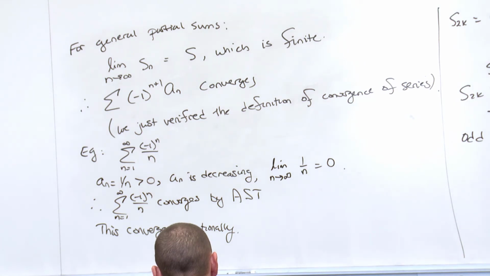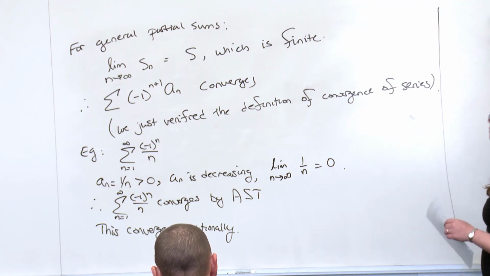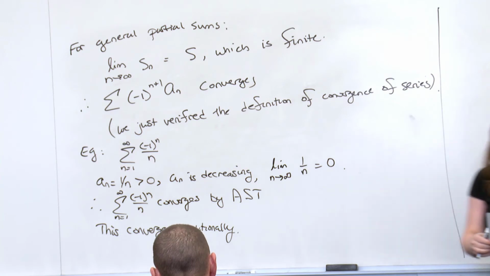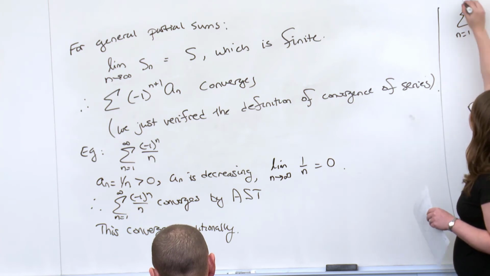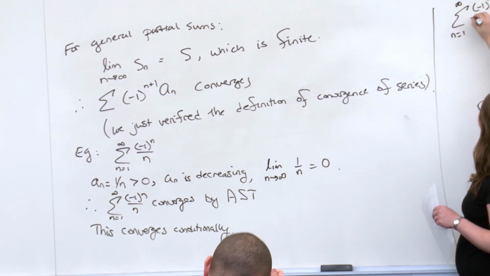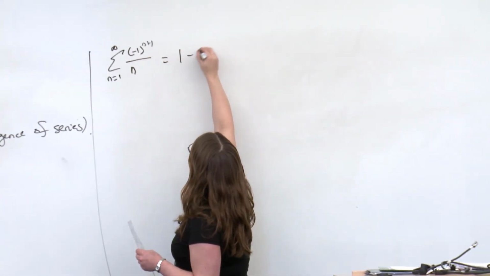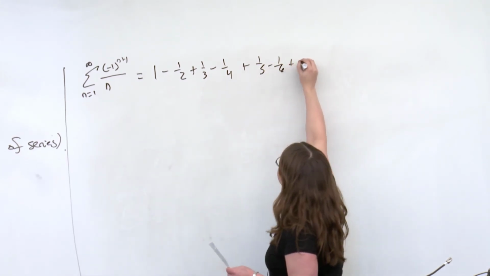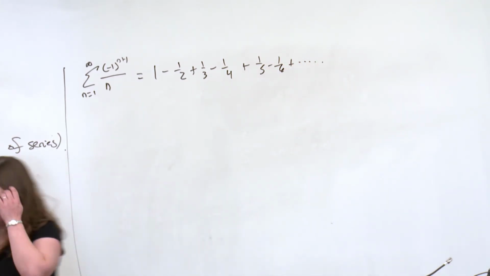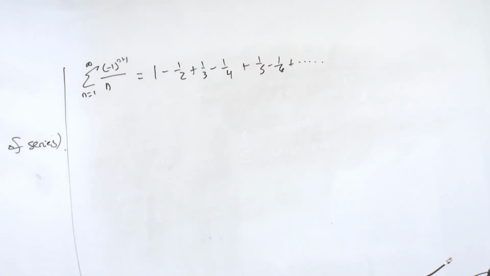Any questions on that example or on this test? All right, let's play a game with this series. I think I'm going to change this minus 1 to the n to minus 1 to the n plus 1. But that won't affect our conclusions about convergence. Here, this is something like 1 minus a half plus a third minus a quarter, and so on. Okay, and we know this converges, right? We just showed it converged.